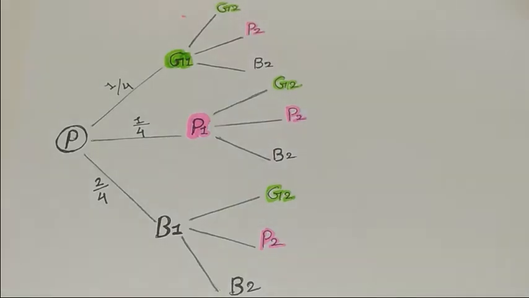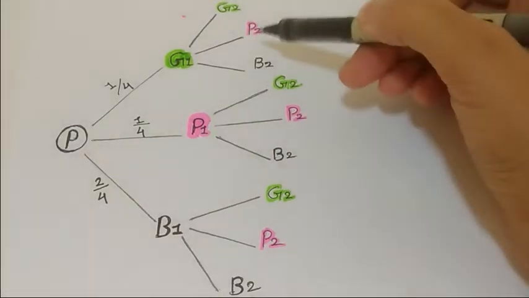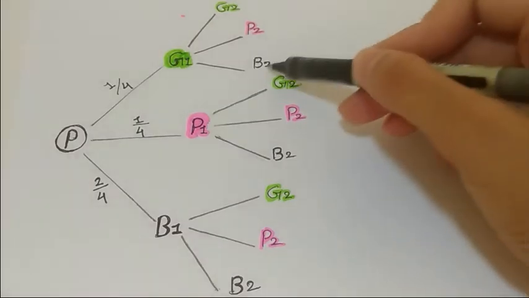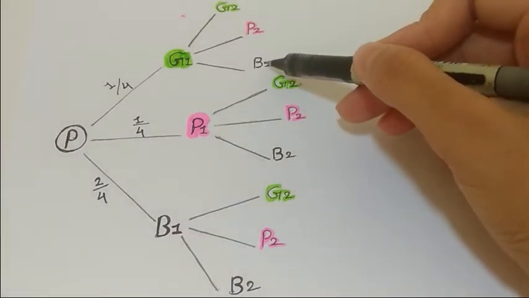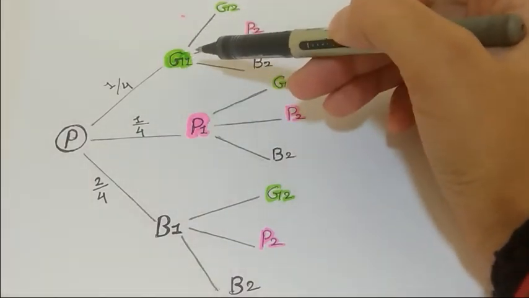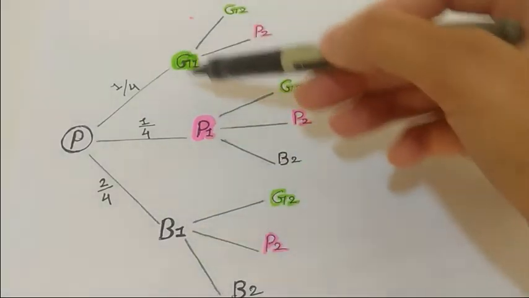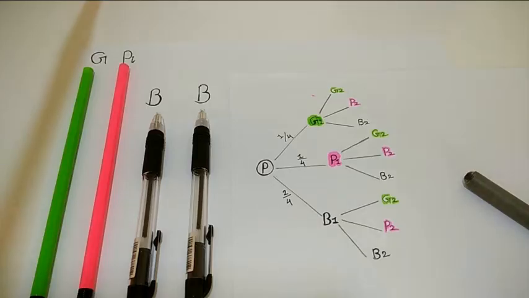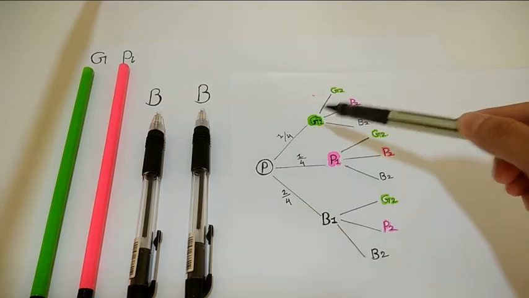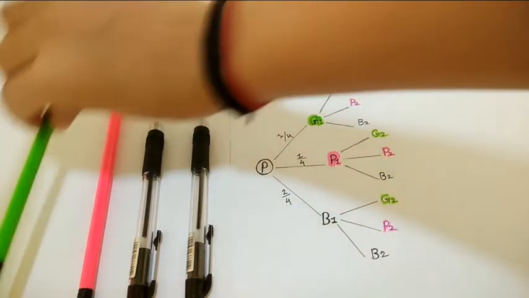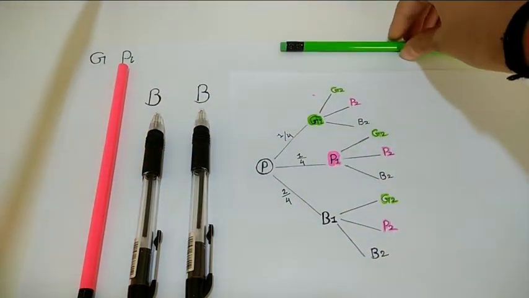G2 means green in the second row, P2 means pink in the second row, and B2 means black in the second row. And G1 is green in the first row. Similarly, P1 and B1. Now, let us consider the first case of getting green in the first row. So I got green in the first row. So I'm taking it.